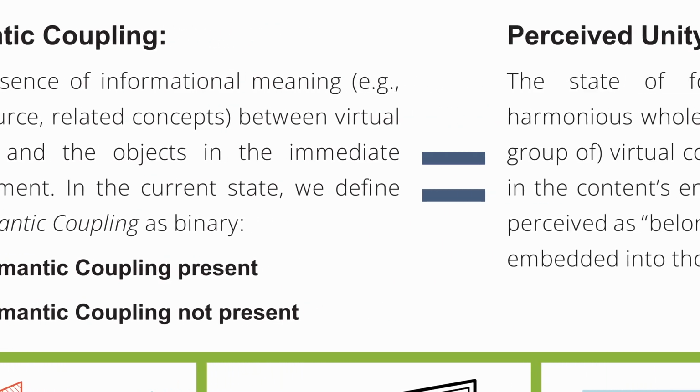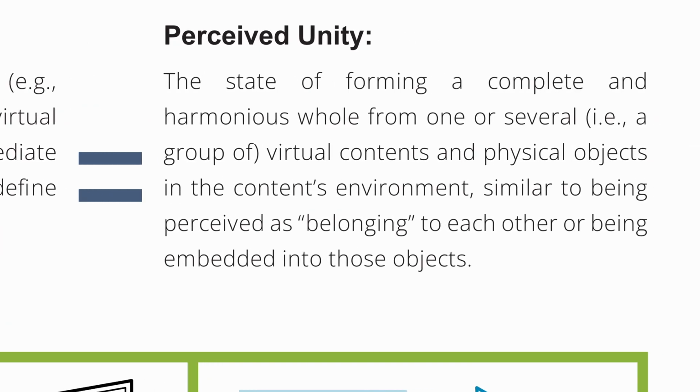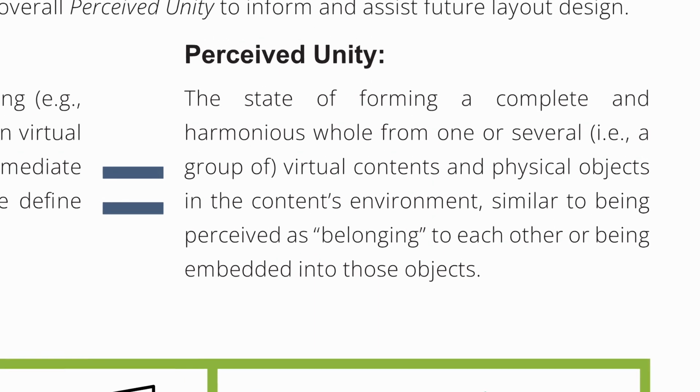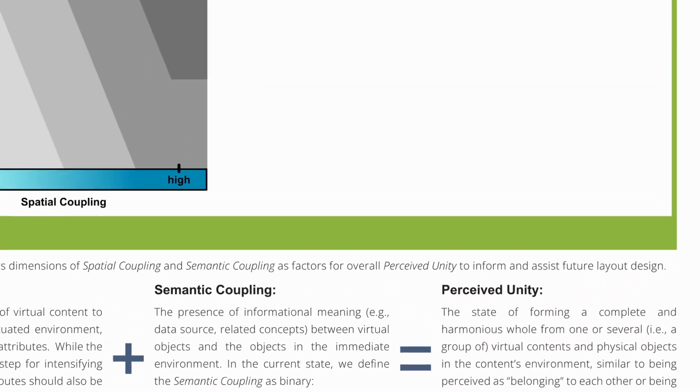Together, the two dimensions describe the perceived unity through a spectrum, describing the degree of forming a complete and harmonious whole from virtual content and physical objects in the content's environment, similar to being perceived as belonging to each other. To demonstrate the applicability of our spectrum, we situate existing related work into it.